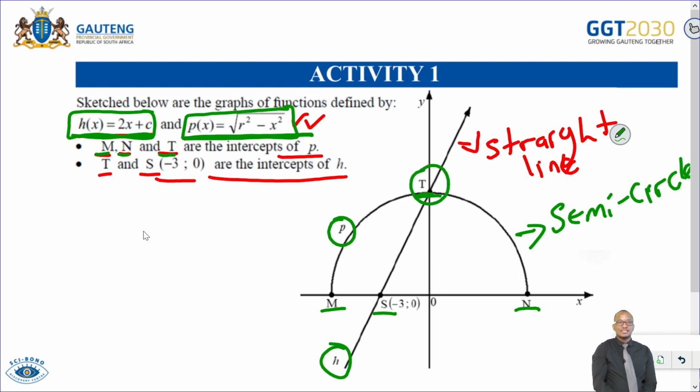We can see that the point T belongs in the two graphs, the graph of the straight line and the graph of your semicircle. So it means the straight line and the semicircle share the coordinate of P there. So those are the things that you have to look into when we are answering this type of questions. You interpret what is given first before you go and read your questions.